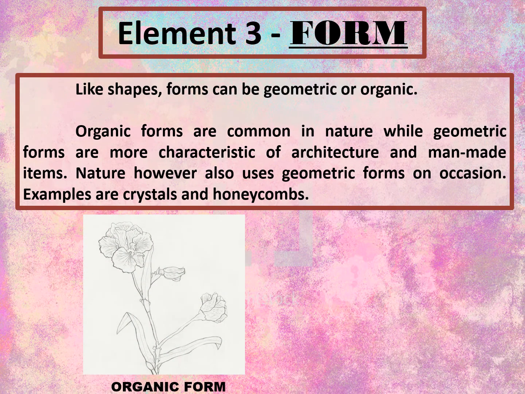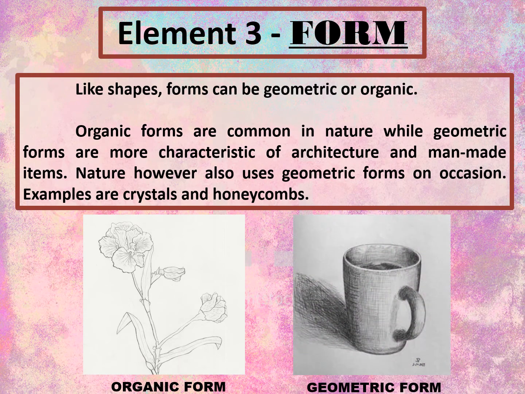This is the example of organic form. So, diba, it is common in nature. The example in the picture is a flower. While the second, and this is the example of geometric form. It is man-made items. The example in the picture is a mug that's filled with water.